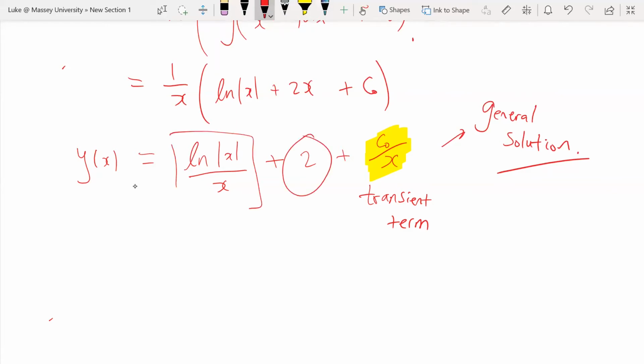But what about this term here? Well, is this a transient term or not? Both log of x and x go to infinity as x goes to infinity, right? So we actually have to use something we've learned earlier, I think it might be in second year calculus, called L'Hopital's rule.